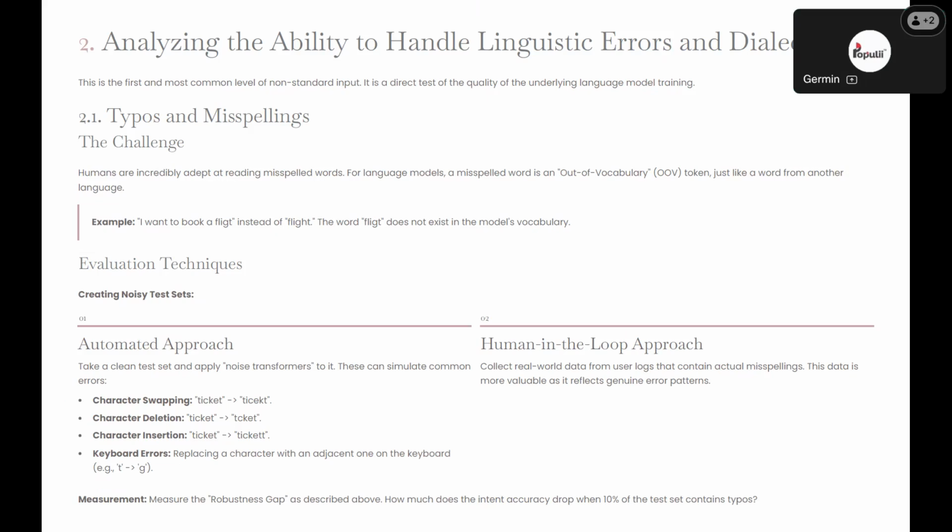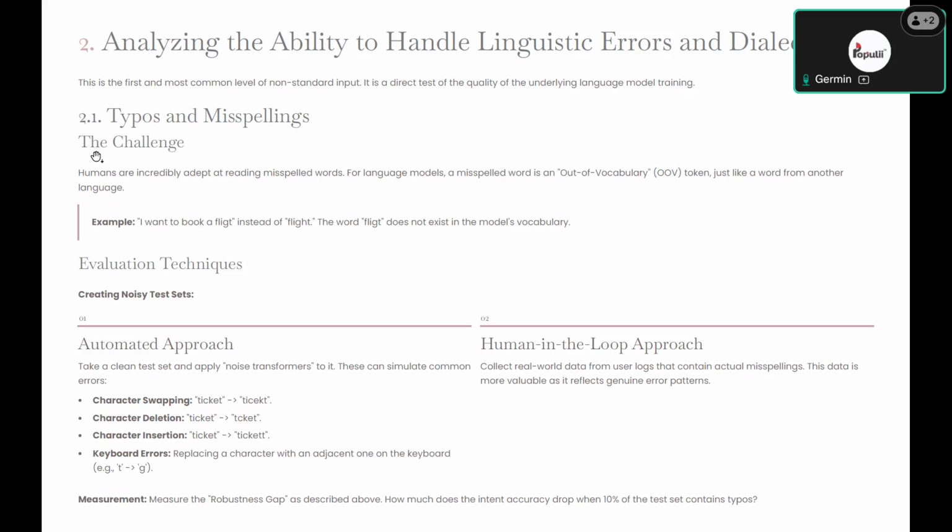So let's start with the simplest one, which is typos and misspellings. So the challenge here, humans are surprisingly good at reading misspelled words. Even if a few letters are in the wrong order, we can still easily understand the sentence, right? But for a language model, things are very different. When it sees a misspelled word, it doesn't just look strange, it becomes what we call an out of vocabulary token, which basically means the model has never seen the word before. It treats it the same way it would treat a word from a completely different language.